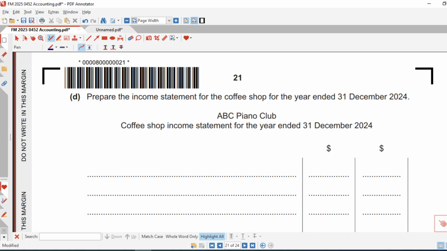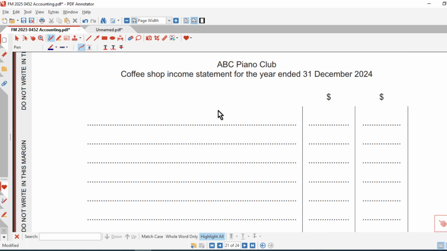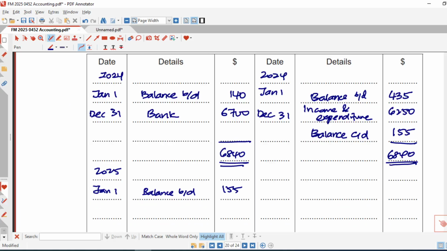So for the last part of the question, we're going to look into the preparation of an income statement. Preparing the income statement for the coffee shop for the year ended 31st December 2024. So no theoretical questions for this one. That's the last part. For the income statement of the coffee shop, we're going to focus on elements related only to the coffee shop. So I'm going to start with sales.